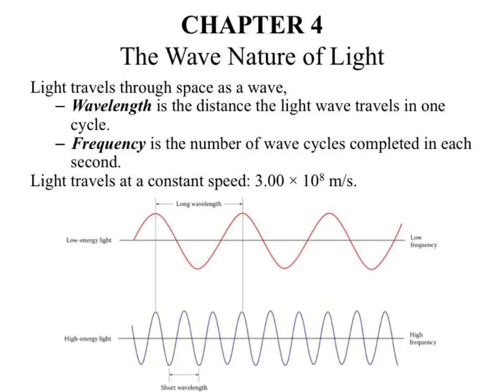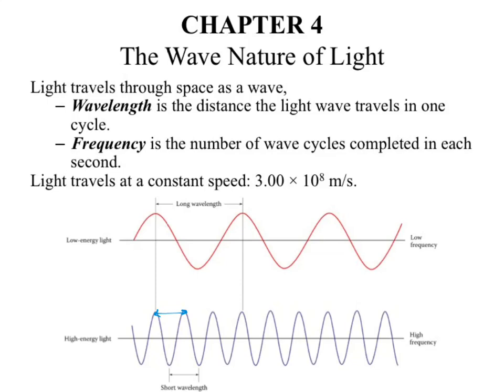The relationship between those is shown in these graphs. In our red line, we have a long wavelength. So we go peak to peak. The distance between those peaks is relatively large, so we say that distance is a long wavelength. And the blue one down below, in our peak to peak distance, is now much smaller. So it has a smaller wavelength.